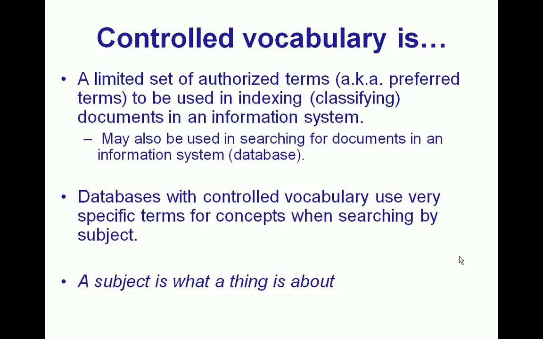Controlled vocabulary is a limited set of authorized terms, also known as preferred terms, to be used in indexing or classifying documents in an information system. They may also be used in searching for documents in an information system, also known as a database. You'll hear me say "also known as" a lot in LS 102, so just get used to it. You'll catch on. Databases with controlled vocabulary use very specific terms for concepts when searching by subject. What is a subject? Well, it's pretty much what you thought it is. A subject is what a thing is about.